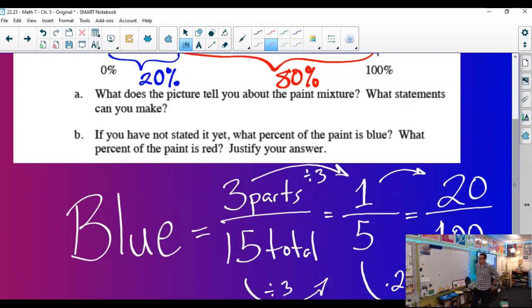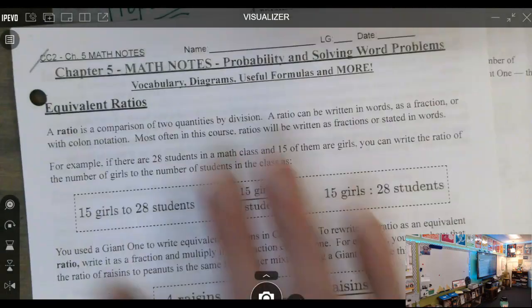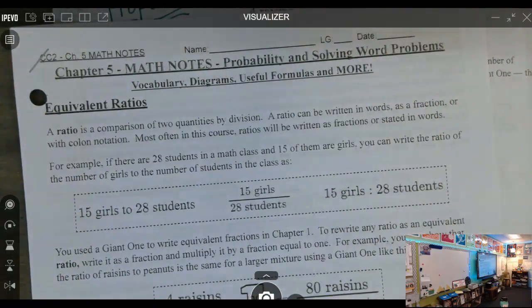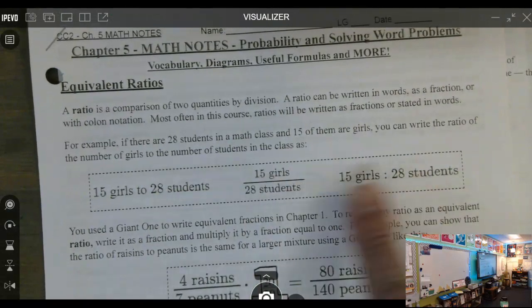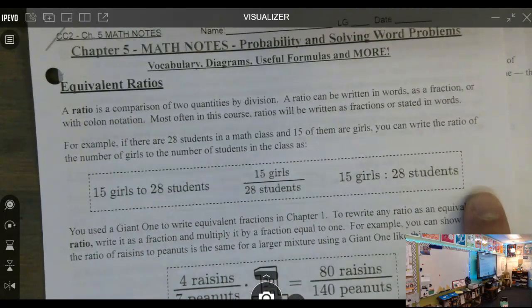Real quick before we get out of here, let's all look at the math notes and make sure you're comfortable with what's in them this chapter. Look at your math notes. Notice how part of what's in your math notes was also what was in your 511, because I want you to always be able to refer back to this. So this shows you the 3 different ways that ratios can be written, including the labels. This is why we did not write them out on our paper.